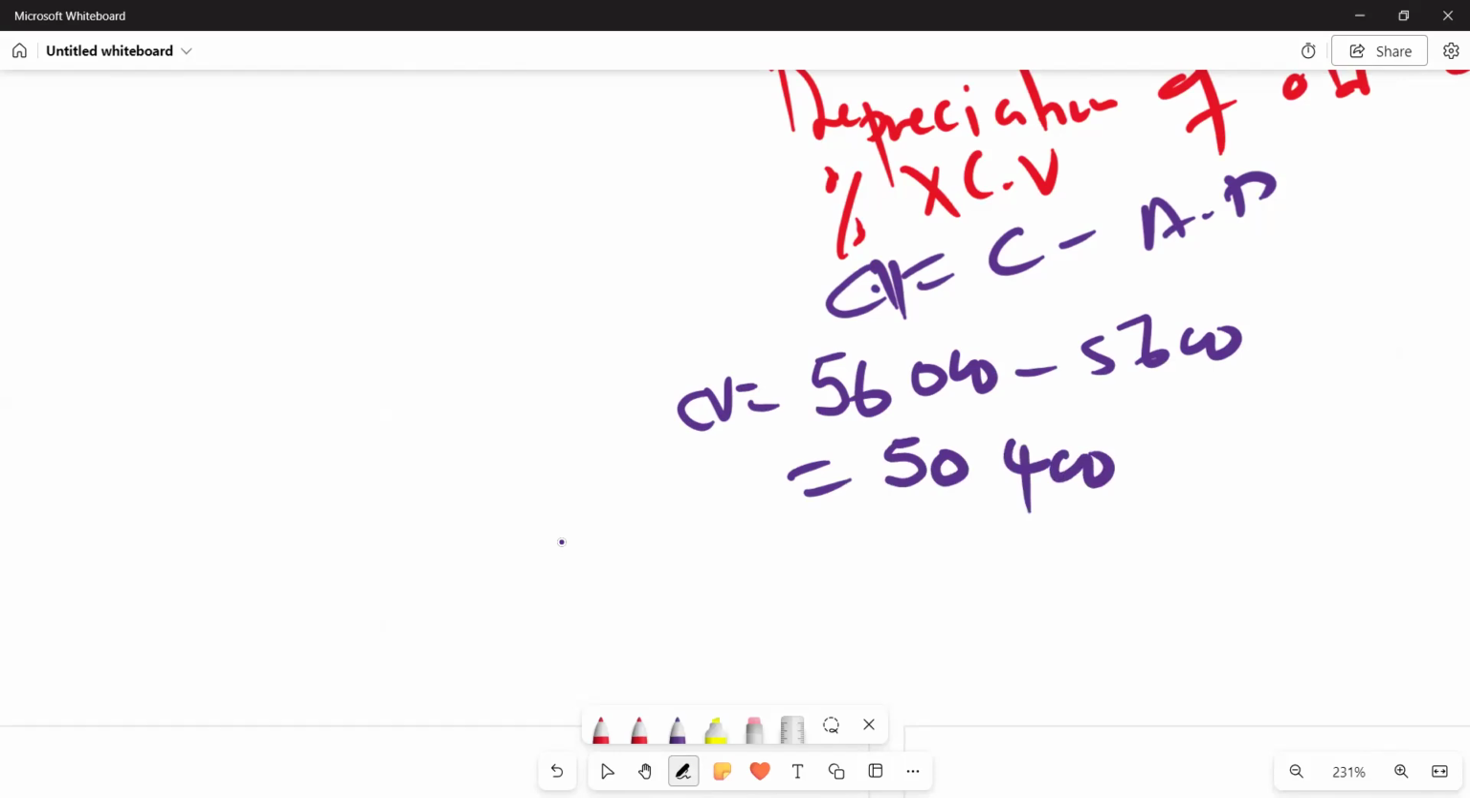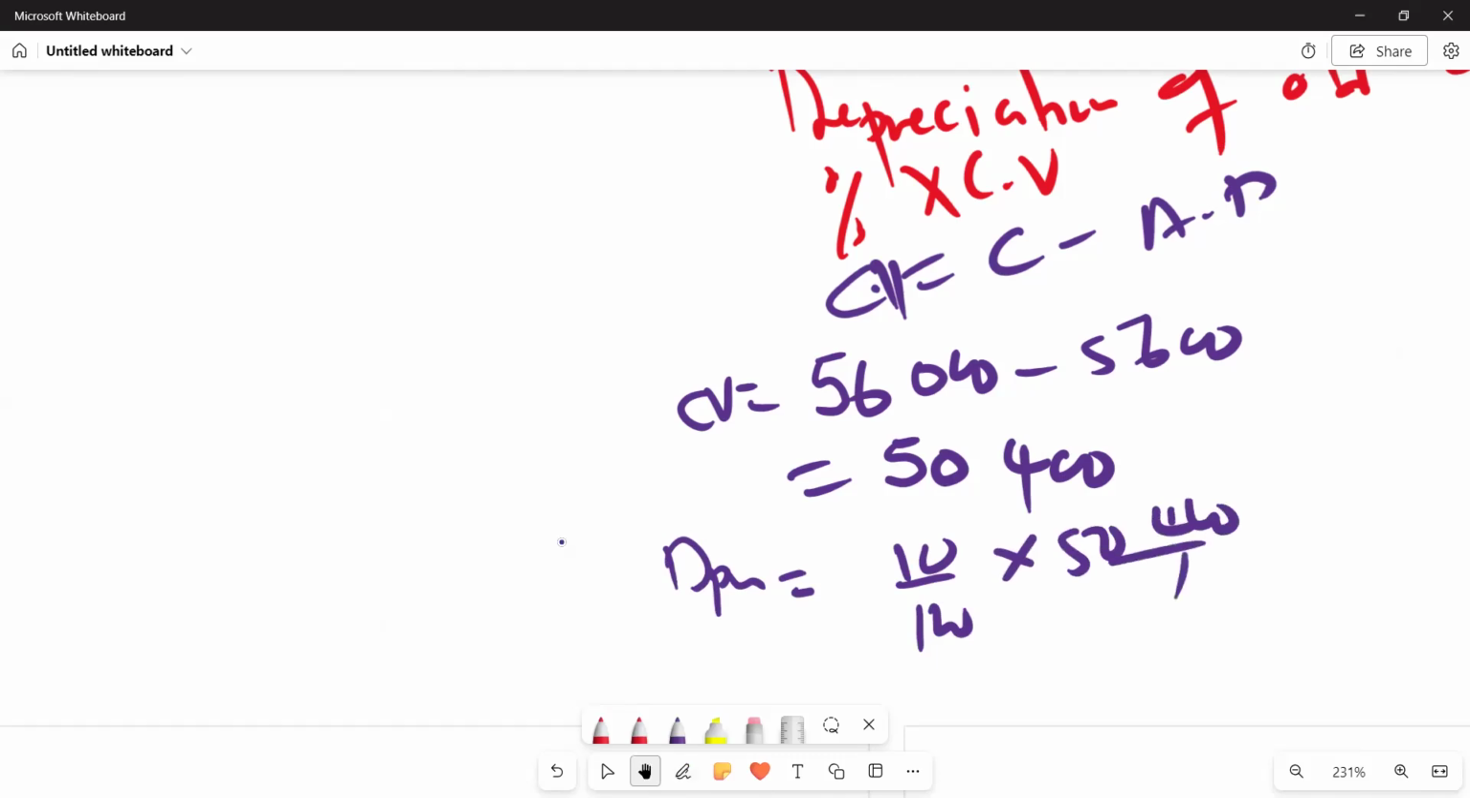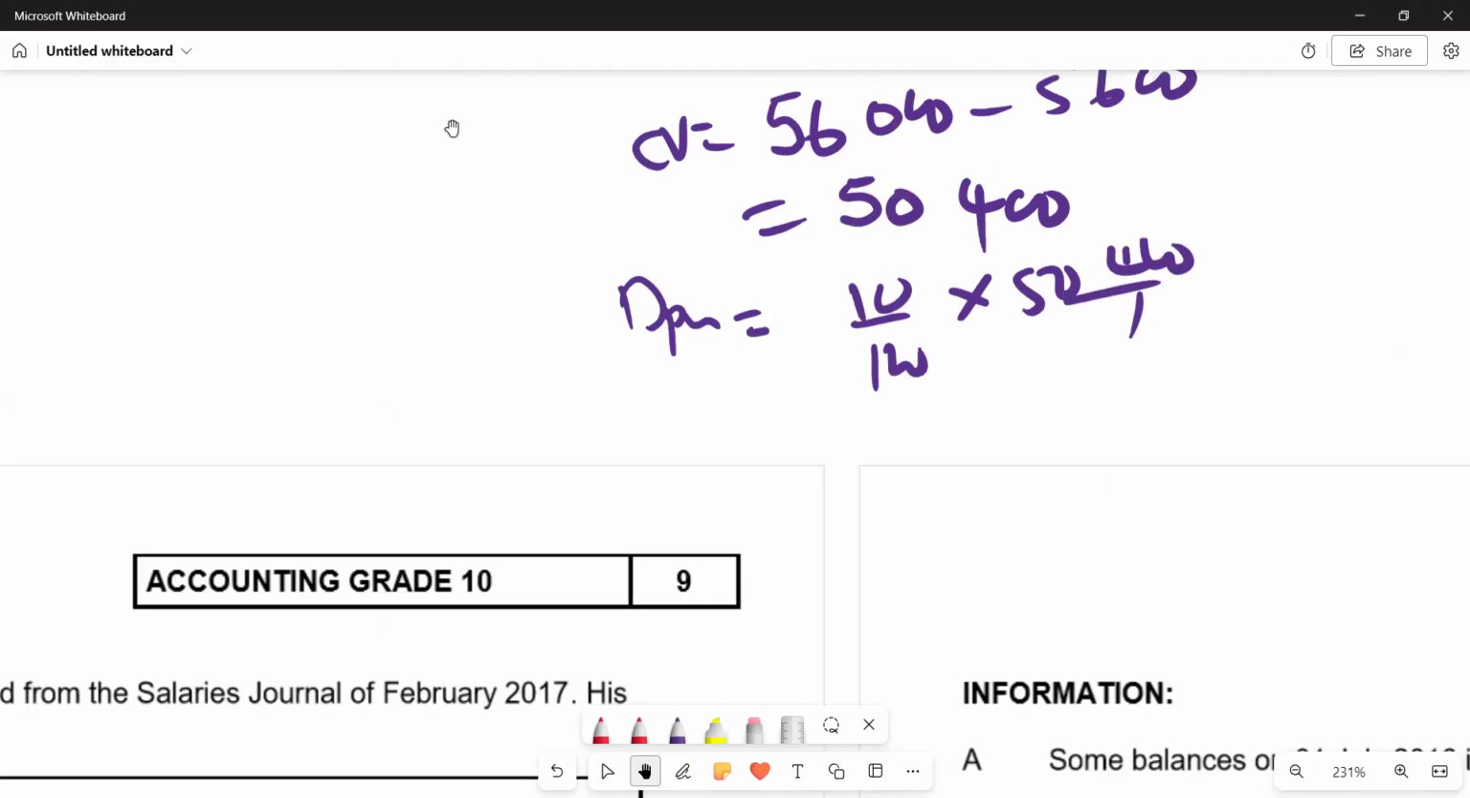Now we are saying percentage. Our percentage is 10%. So our depreciation now is equal to 10 over 100, which is 10%. Then we multiply by 50,400 over 1. We calculate it as such, and the final figure that we are going to get there will be 5,040. So this is depreciation for all the equipment.